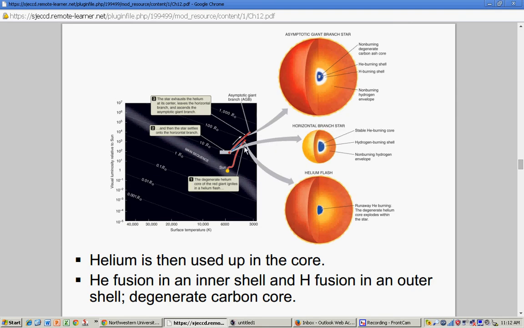Horizontal branch star because the luminosity doesn't change much. The star gets a little bit hotter because fusion reactions are again taking place in the core, helium primarily into carbon and oxygen. But as happened before with hydrogen being exhausted in the core, helium eventually will be exhausted as well, because helium in the horizontal branch is being converted into carbon. So eventually the helium is all gone.